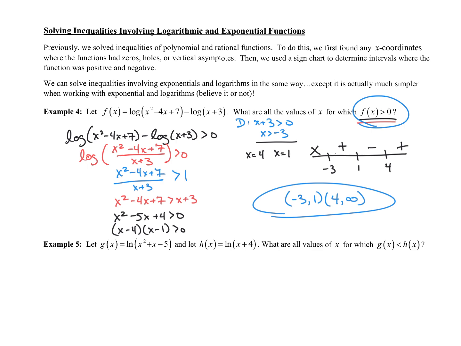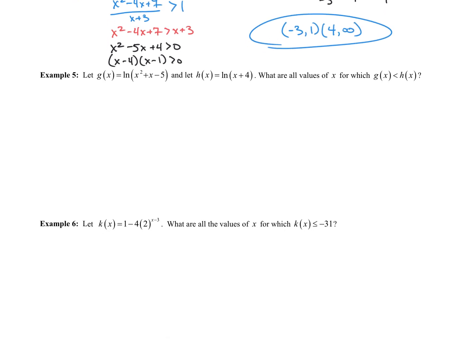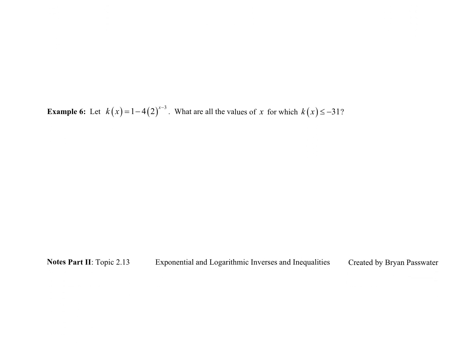Cool, let's keep going. All right, so now we're going to skip to example 6. On this one, I have k of x is equal to that, and I need to figure out when k of x is less than or equal to negative 31. So I'm just going to rewrite what k of x is. I have 1 minus 4 times 2 to the power of x minus 3 is less than or equal to negative 31.